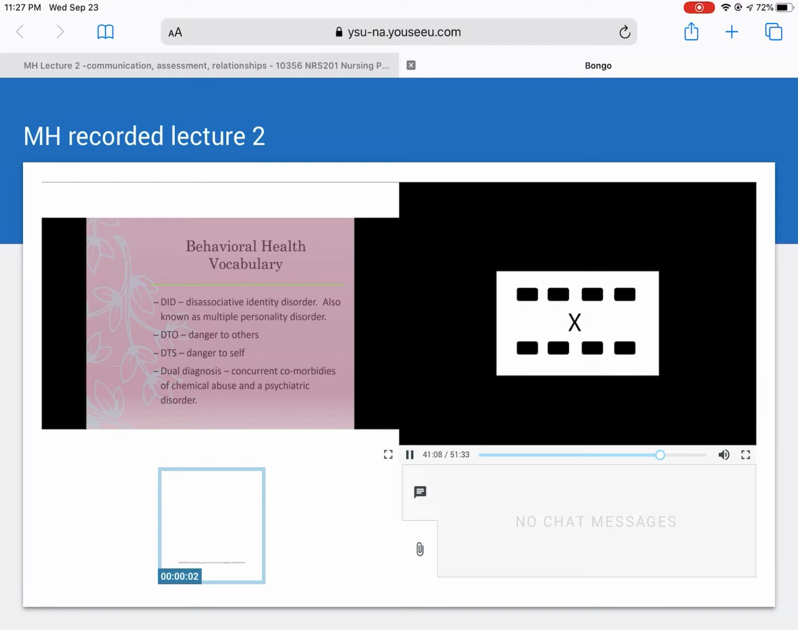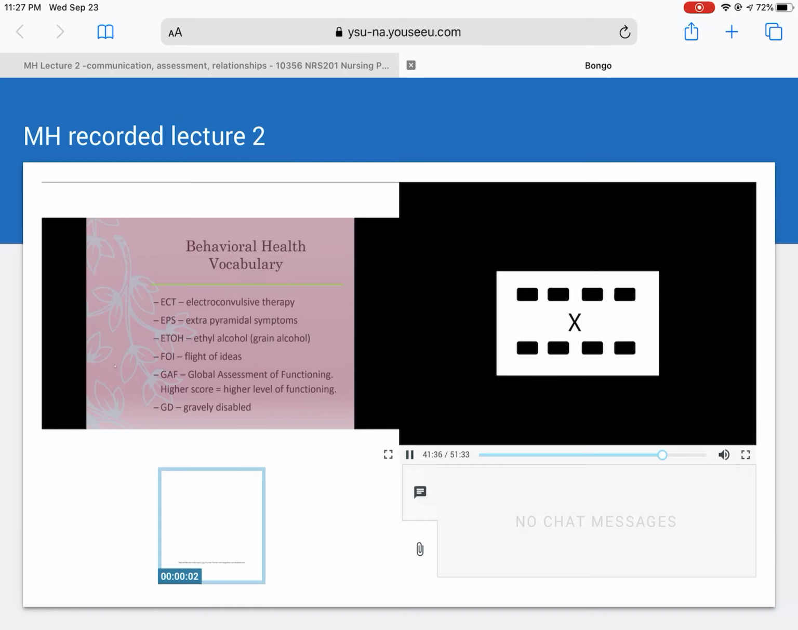All right, you will need to remember this one too, dual diagnosis. That's where they have the chemical abuse and a psychiatric disorder. ECT, you'll need to know electroconvulsive therapy or shock therapy. You'll also need to know EPS or extrapyramidal symptoms or movement disorders. Okay, ETOH is alcohol. FOI, flight of ideas, they fly from one topic to another.